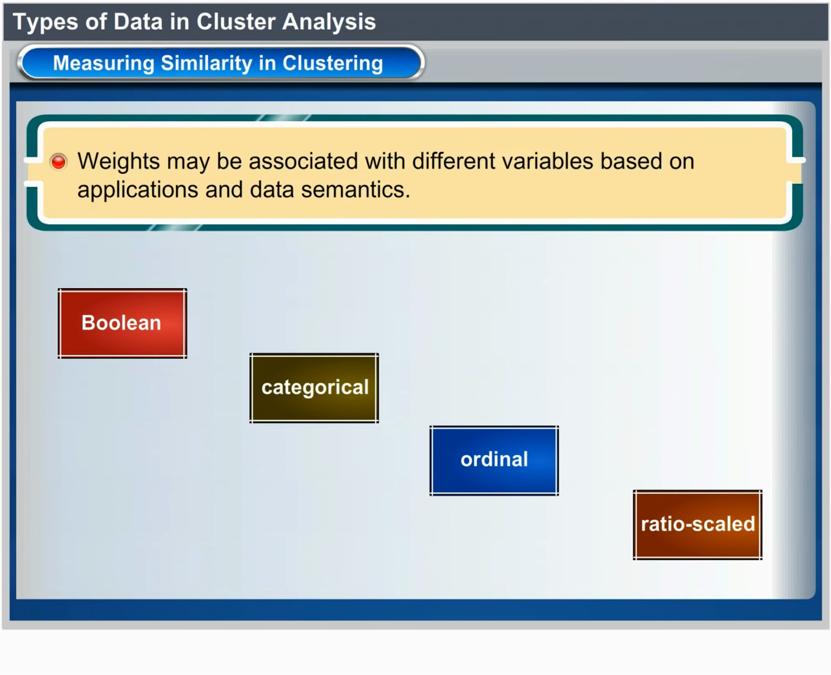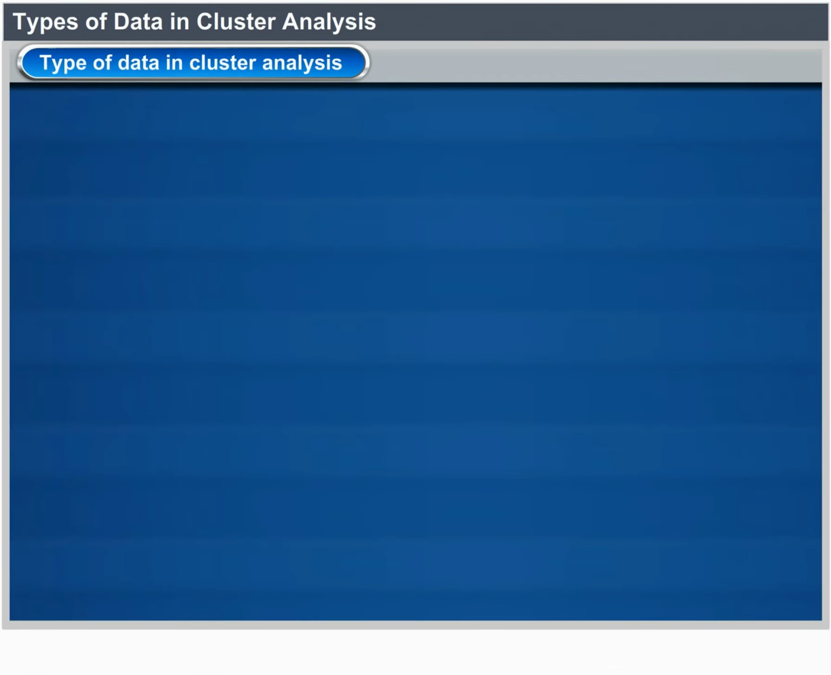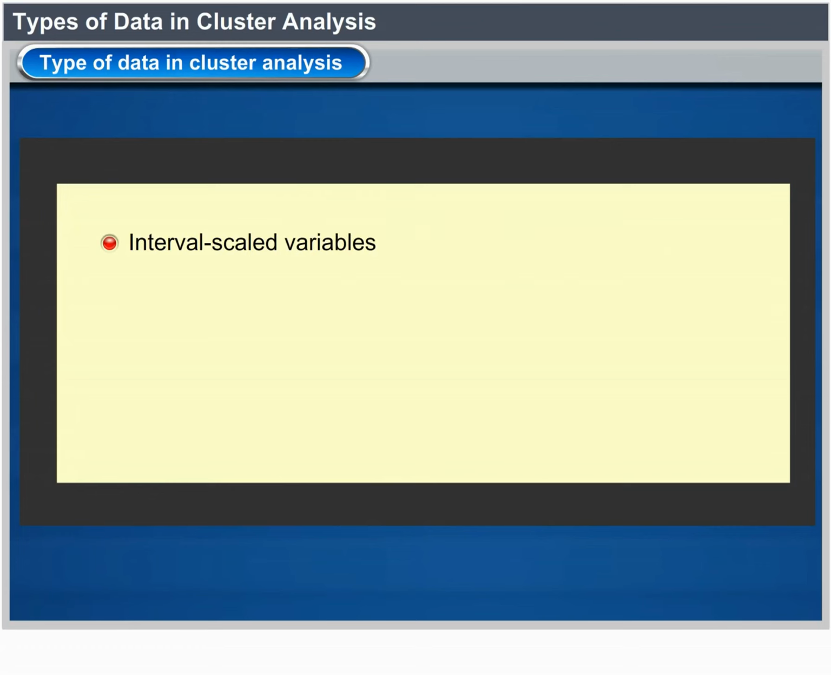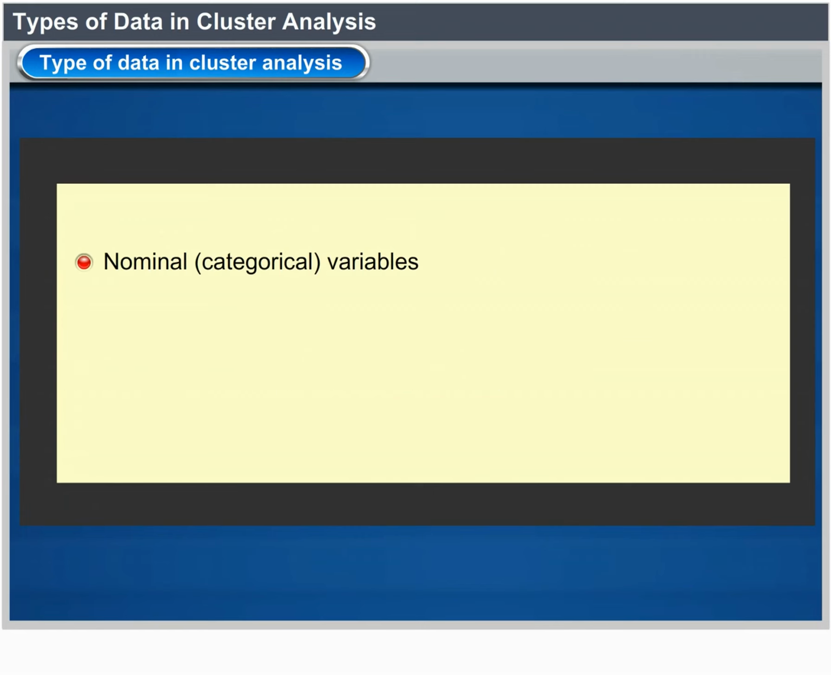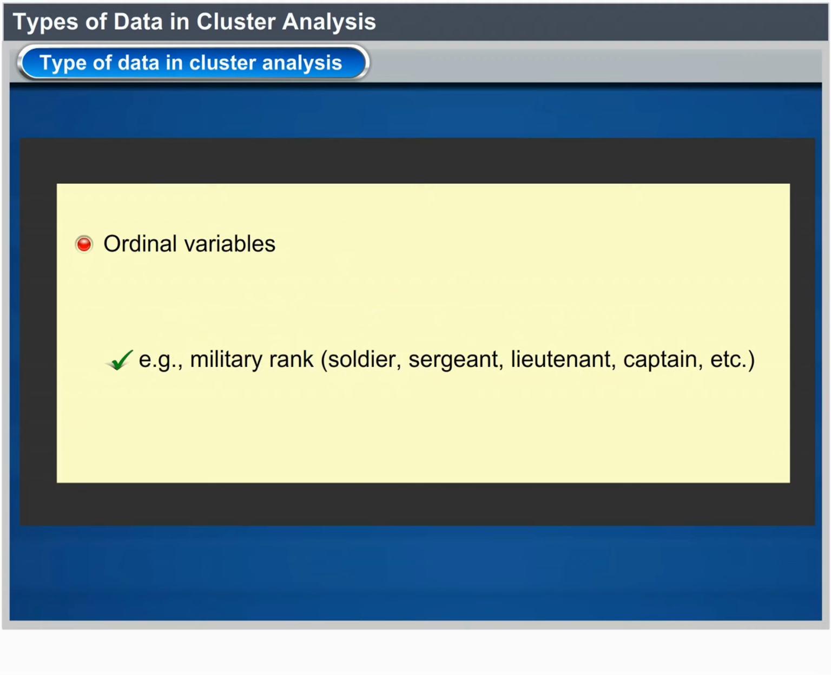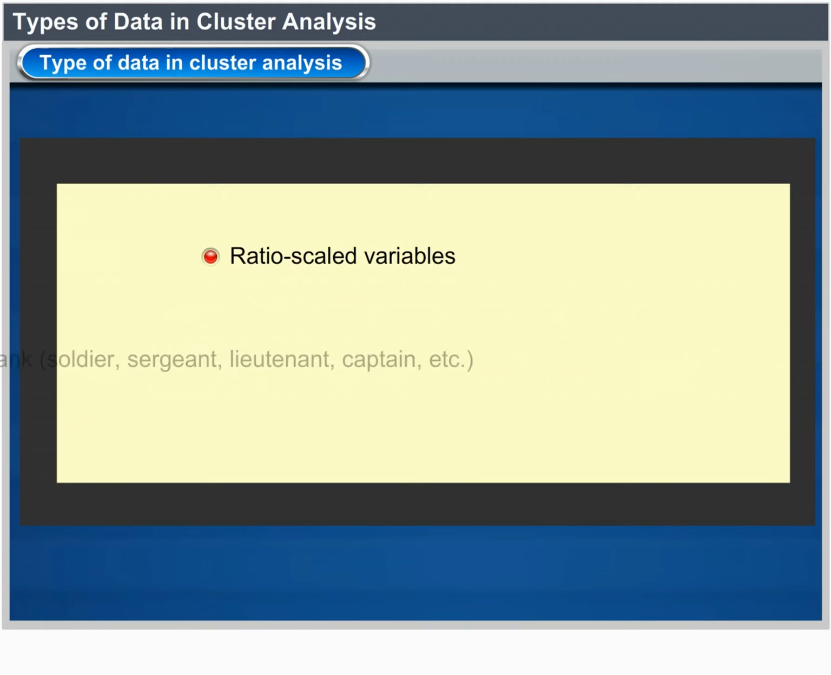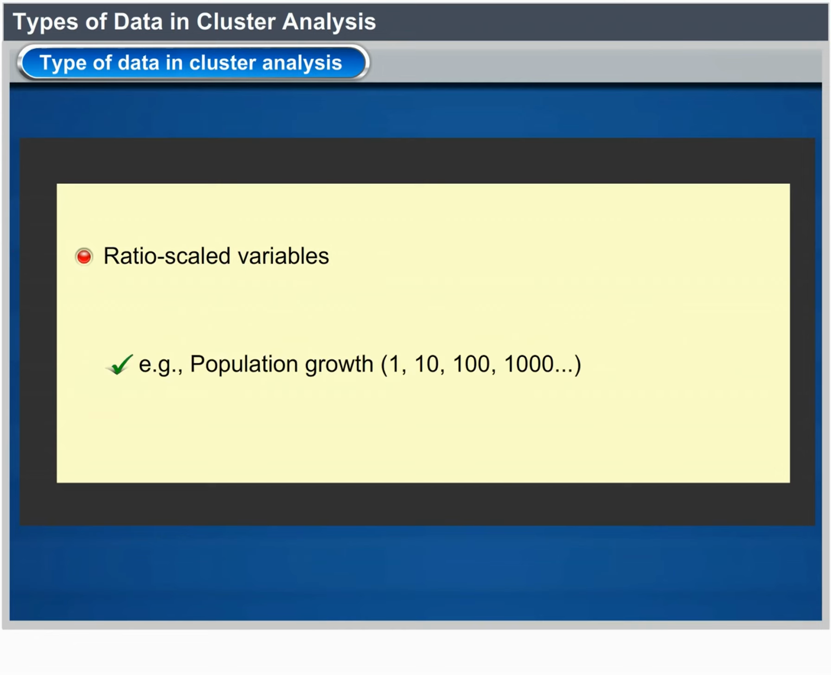Types of data in cluster analysis. Interval-scaled variables, for example, salary, height. Binary variables, for example, gender, male or female, has cancer, true or false. Nominal categorical variables, for example, religion: Christian, Muslim, Buddhist, Hindu, etc. Ordinal variables, for example, military rank: soldier, sergeant, lieutenant, captain, etc. Ratio-scaled variables, for example, population growth: 1, 10, 100, 1000, and so on. Variables of mixed types, for example, multiple attributes with various types.